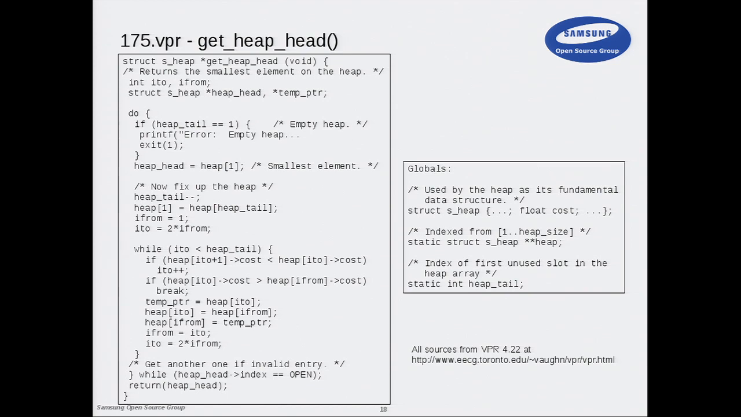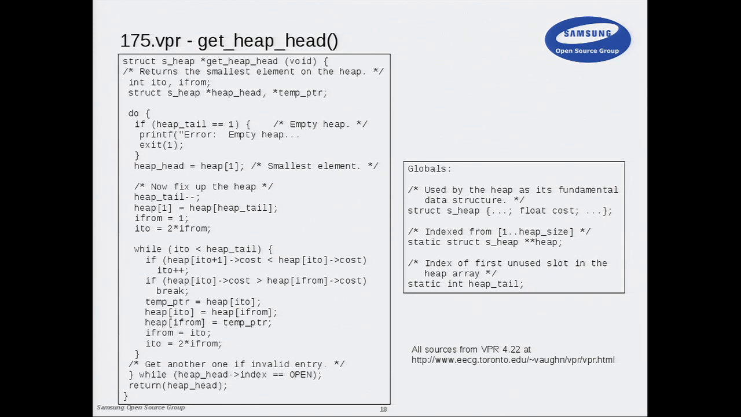And what getHeapHead is doing, it just takes the smallest element from the heap, then it takes the last element on the heap, moves it to the front or to the root, and then walks through the heap, well, not the whole heap, and makes sure the heap property is ensured again by switching individual heap elements.